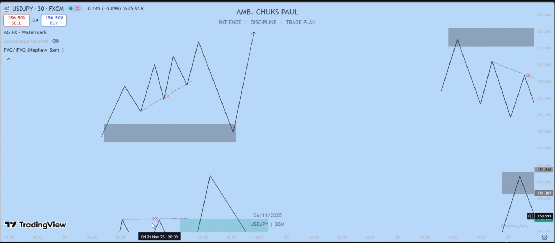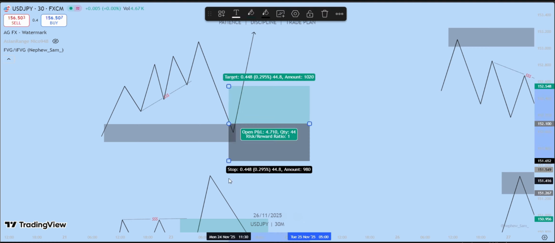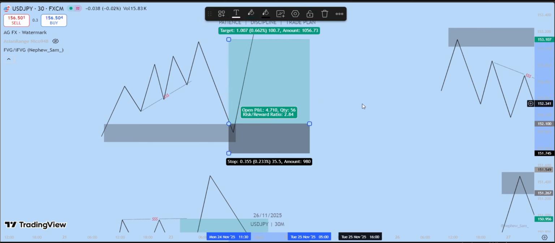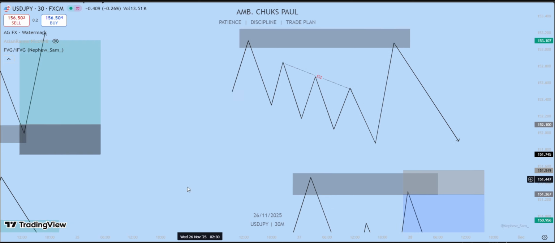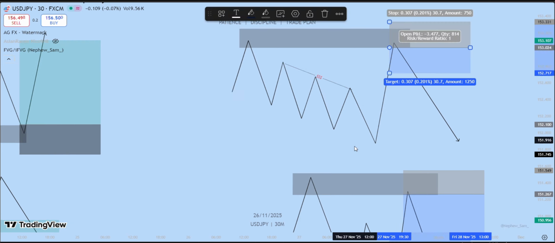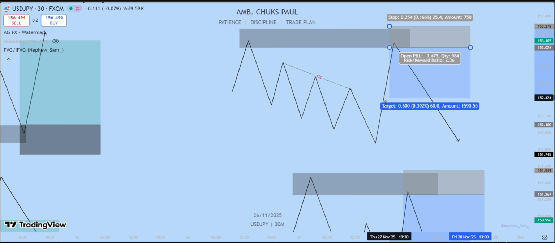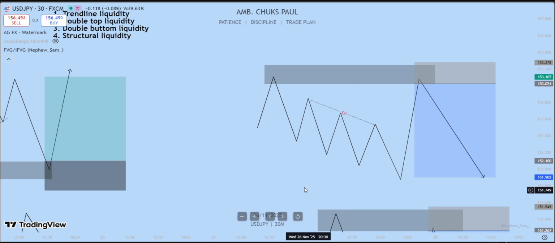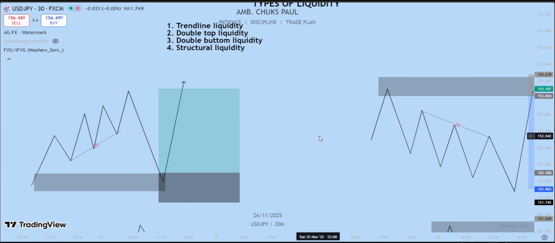Then the next one is trendline liquidity. Whenever you see your trendline liquidity, you're anticipating to take your trade on your demand zone, targeting the high of that trend line, which is here, right? The same thing is applicable on the sell side. So these are the kinds of liquidity levels we have.